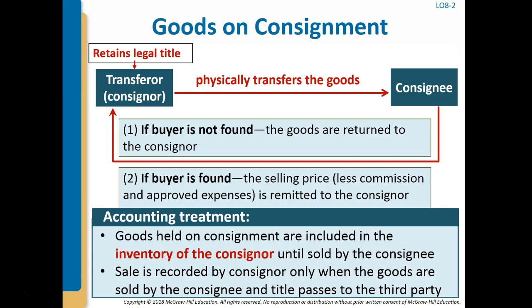While in stock, they belong to the consignor and should be included in inventory of the consignor, even though not in the company's physical possession. A sale is recorded by the consignor only when the goods are sold by the consignee and title passes to the customer.